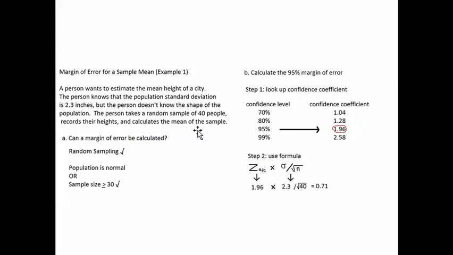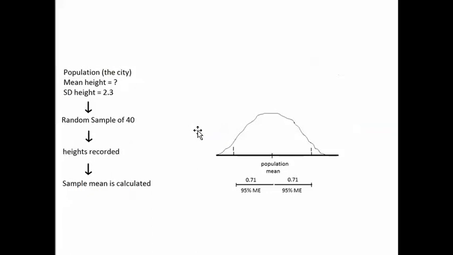Now let's look at a diagram to help us understand what this answer actually means, so that we know what it's telling us. So in this situation, we're taking a random sample of 40 people from the population. The mean height of the city is unknown because that's what we're trying to estimate. But the standard deviation is known to be 2.3. The heights of the sample are recorded, and the mean height of the sample is calculated. The mean of the 40 heights is calculated.